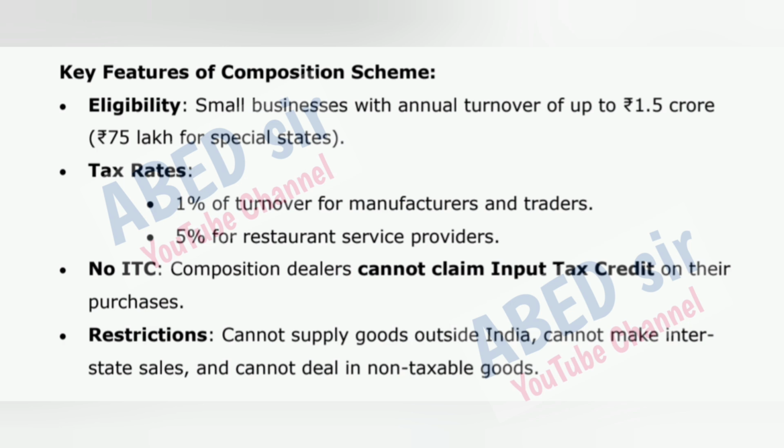Eligibility: small businesses with annual turnover of up to 1.5 crore rupees, 75 lakh rupees for special states. Tax rates: 1% of turnover for manufacturers and traders. 5% for restaurant service providers. No ITC, composition dealers cannot claim input tax credit on their purchases. Restrictions: cannot supply goods outside India, cannot make interstate sales, and cannot deal in non-taxable goods.